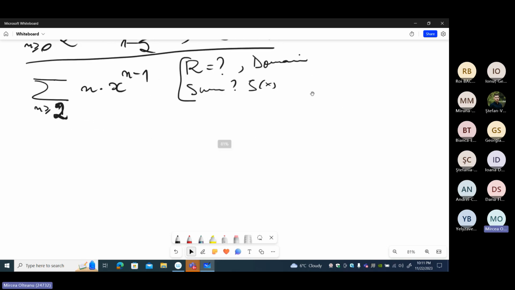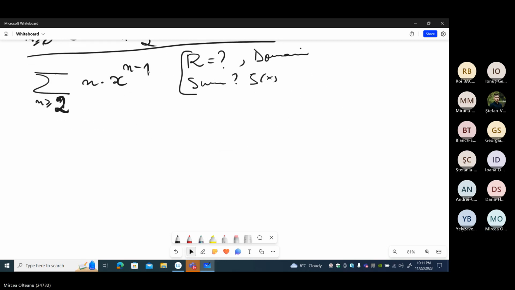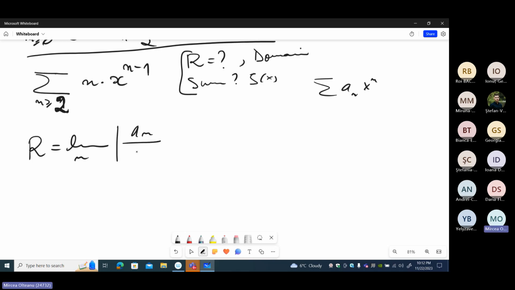Now, the technique is straightforward. For the radius of convergence, we have a formula. Actually, we have two formulas. We apply whichever is more appropriate. The usual one is this one. If we have this power series, the radius of convergence is the limit of the modulus of a_n over a_{n+1}, which in most cases equals this one, sorry, 1 over the limit. This is an elementary result.